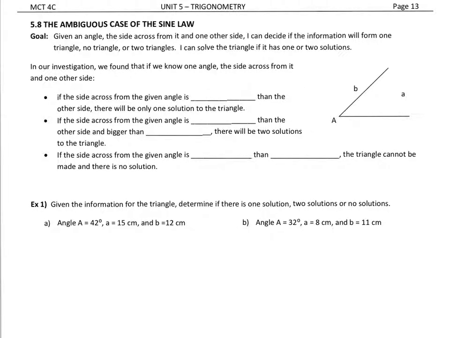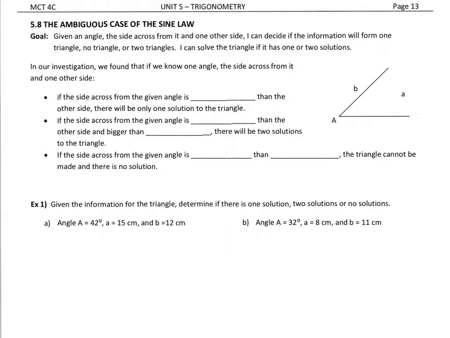In this lesson, we are summarizing the ambiguous case of the sine law. Our goal here is that given an angle, the side across from it, and one other side, we can decide if the information will form one triangle, no triangle, or two triangles. And then you can solve the triangle if it has one or two solutions.